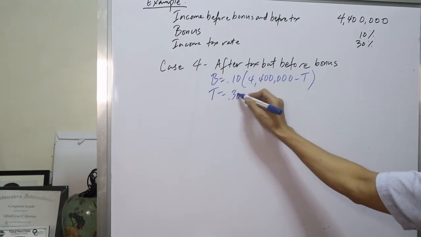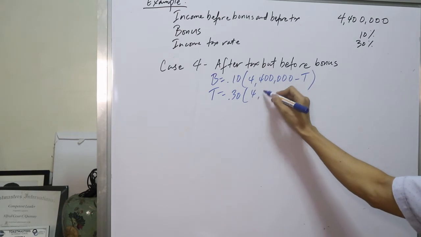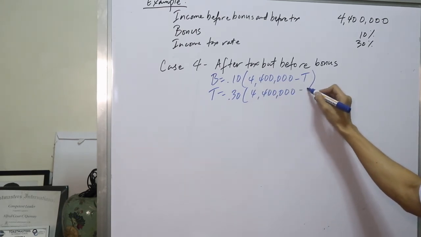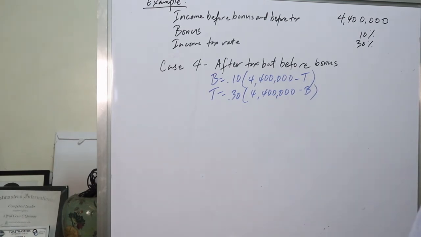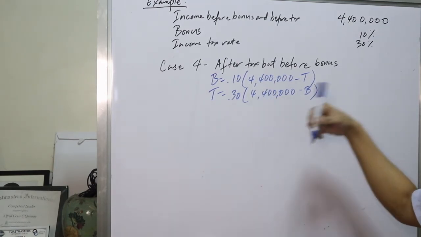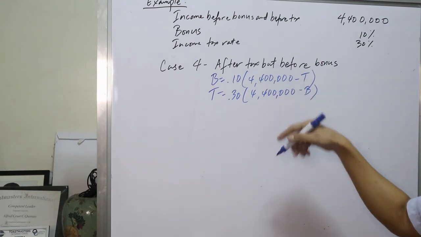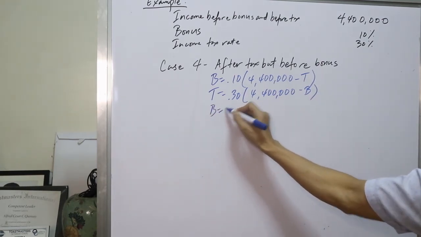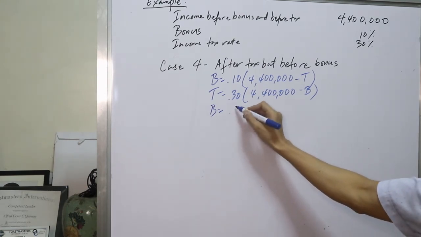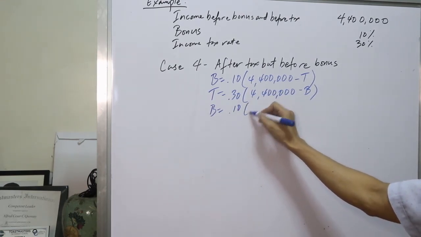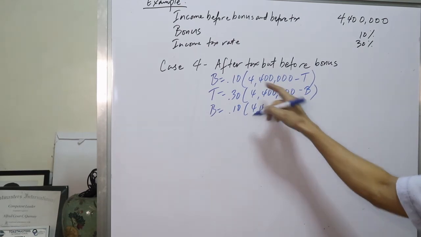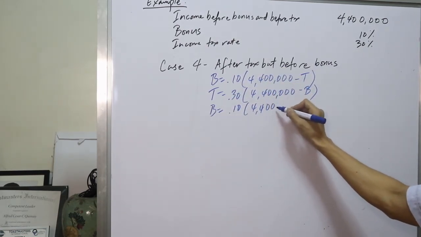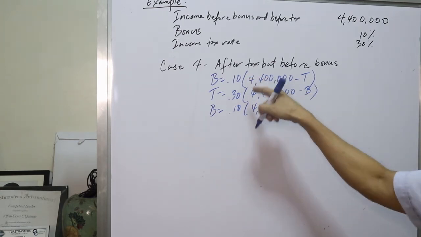And then yung T, so this is the basis for T. So this is 30% of 4,400,000 and less B. Kasi yung tax kailangan pa rin natin ibawas yung bonus para ma-compute natin yung tax. So again, we'll rewrite this. So 0.10 times 4,400,000. So kukopihin lang natin. Pagsasamahin na natin itong dalawa. 4,400,000. Itong sa first line saka sa second line.